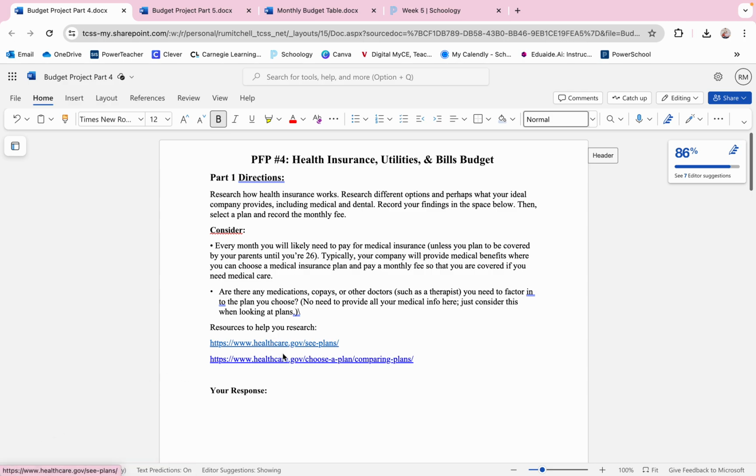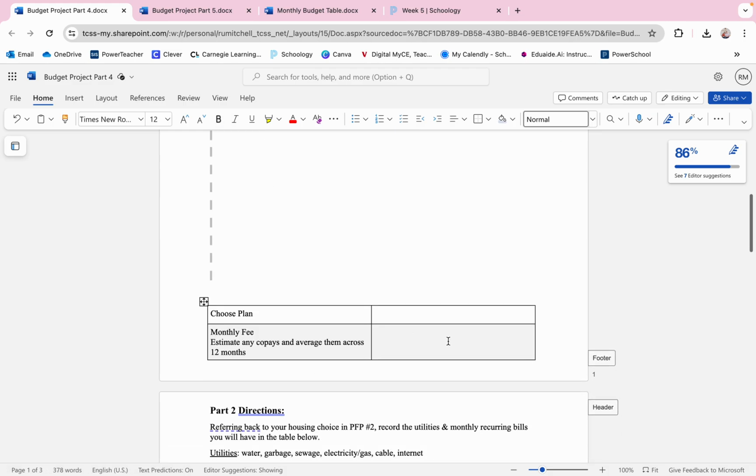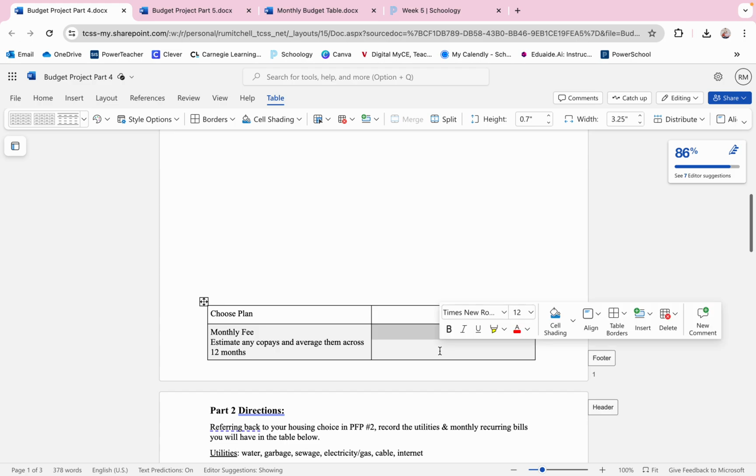Here are two links that will help you figure out what healthcare plan you want and how much it's going to cost per month. Make sure that you look at those. If you want to provide any details, I've left some space for you here to add them. Then you're just going to choose your plan. Here you'll tell me the plan name, and here you're going to tell me the fee.